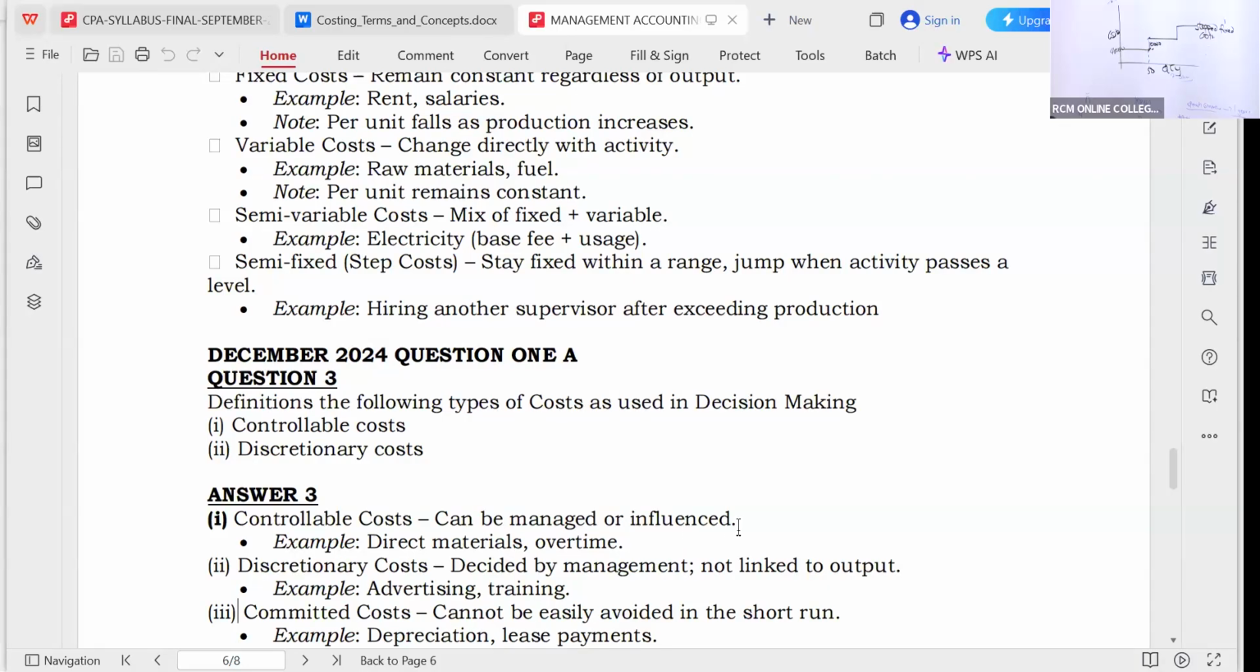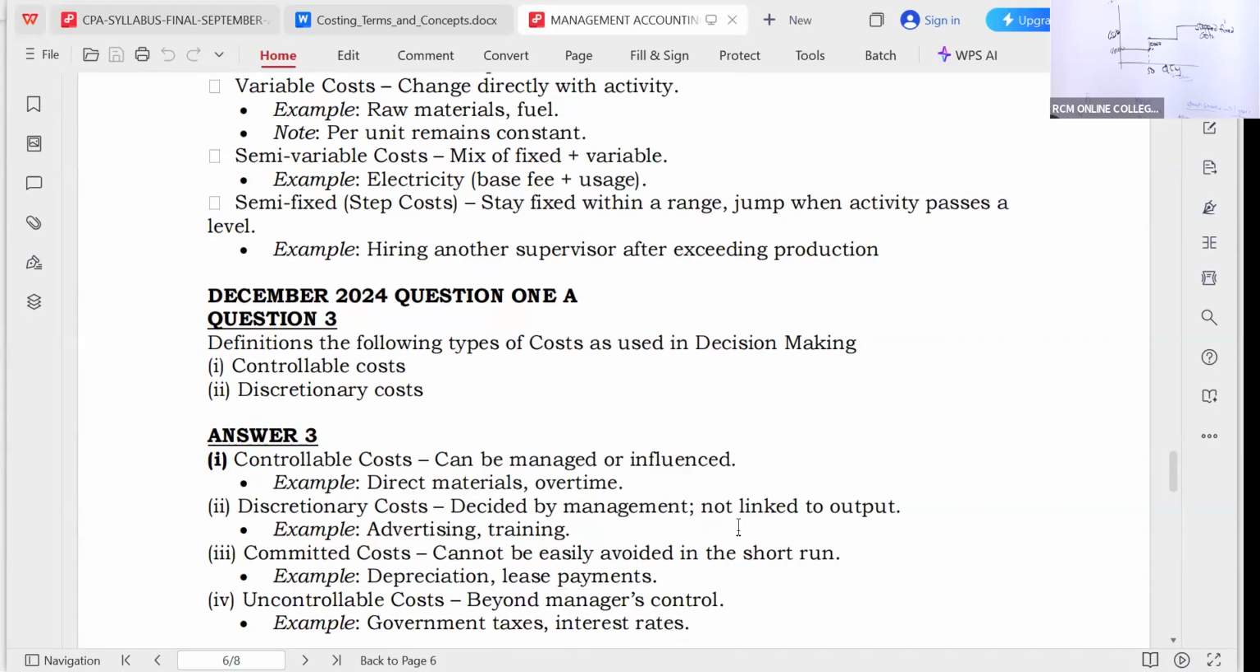They're not linked to output. For example, management can come and say, this time round, you're not advertising at all. This time round, you're not training at all. If they say they're not training, then of course there won't be any training cost, and therefore there won't be any training fees to be paid.